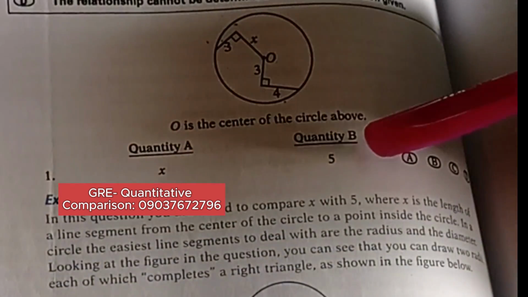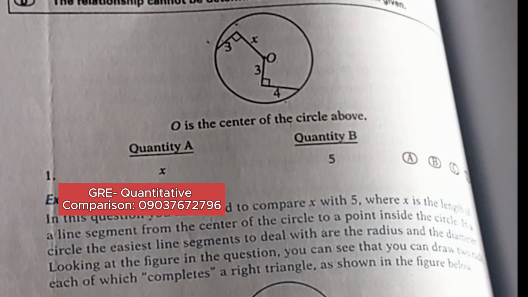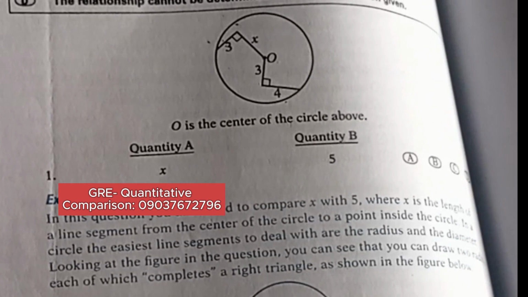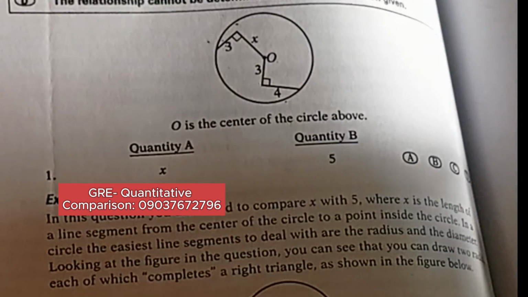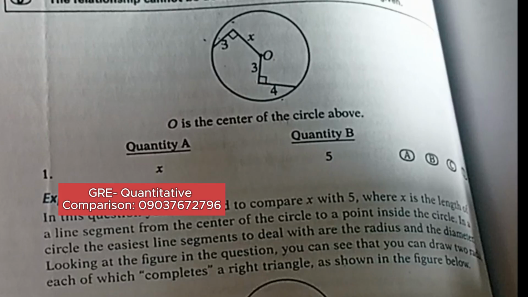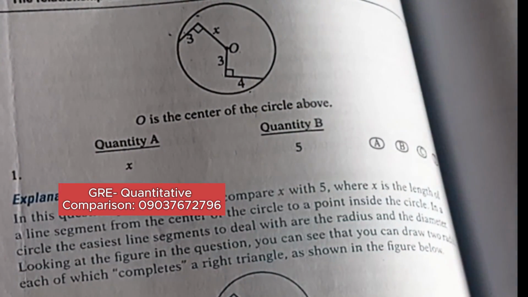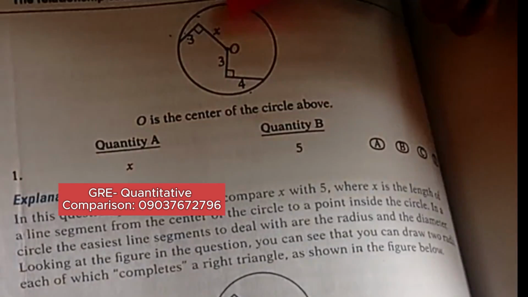Now, since we already know the value for quantity B as 5, all we will need to do is to find out what the value of X is, so that we will be able to compare if it is greater or equal to 5. So it says that in this question, you are asked to compare X and 5, where the length of line segment from the center of the circle to a point inside the circle is X. So all we need to do is to find this value.